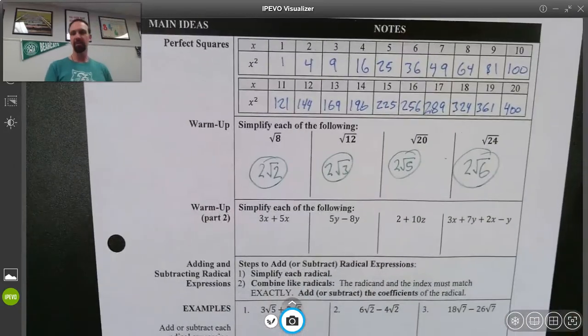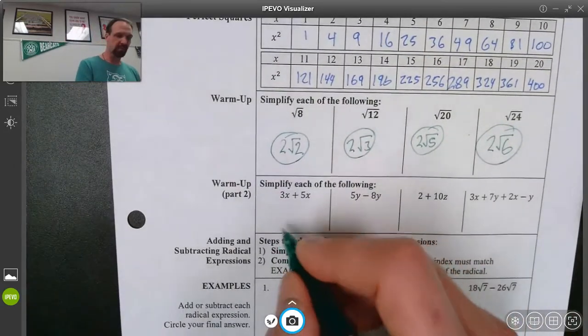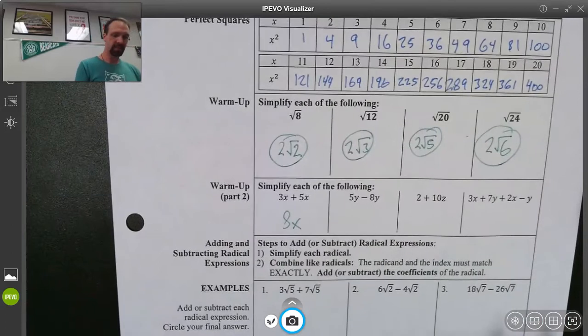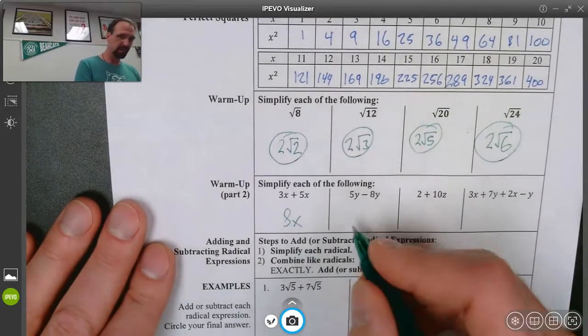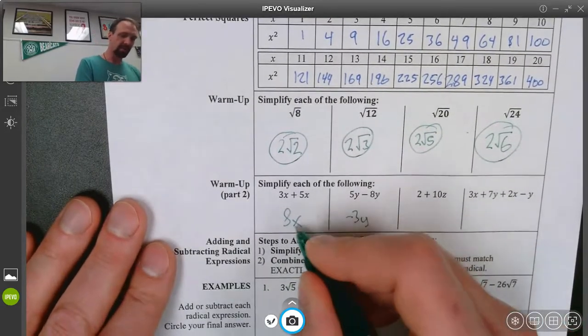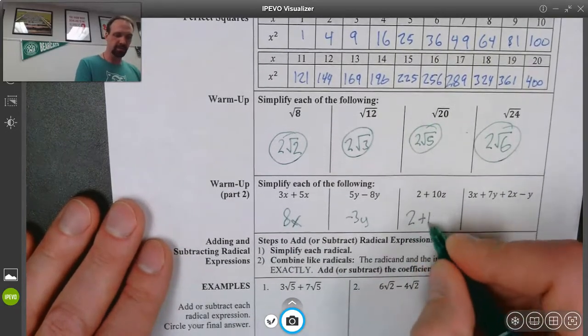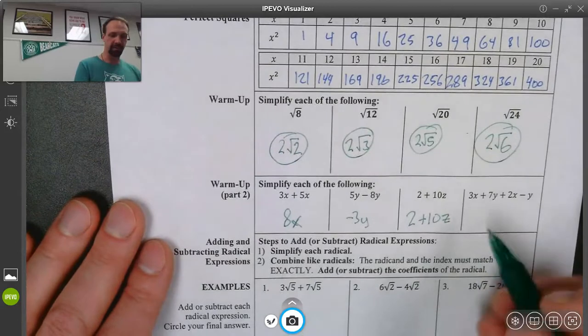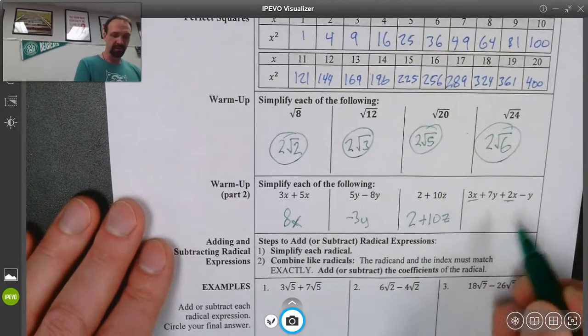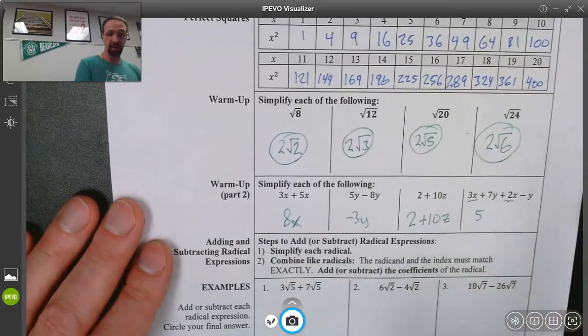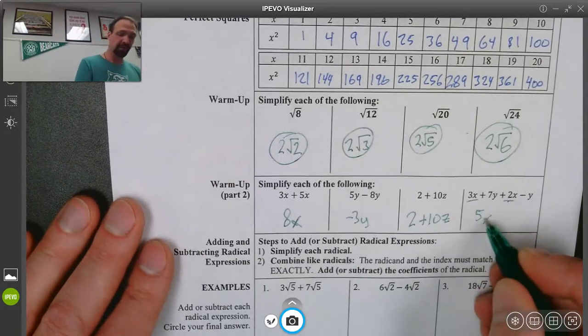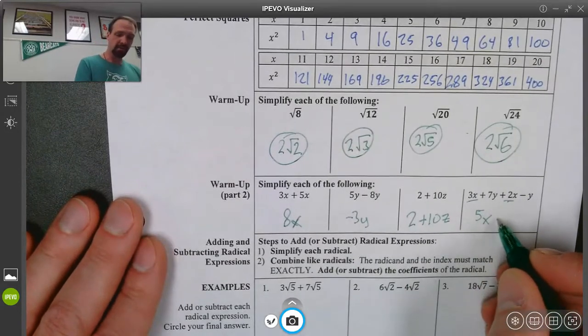All right. And then when we simplify each of the following here, 3x plus 5x is 8x, 5y minus 8y is negative 3y. Notice that these have to be exactly the same to be able to combine. As soon as we get to here, it's just 2 plus 10z. We can't combine them. They're different. This one, got to be careful with your x's. 5x, and then 7y minus y, so that's 6y.